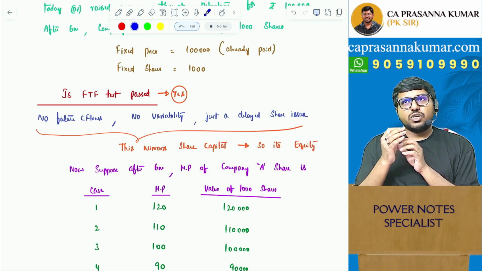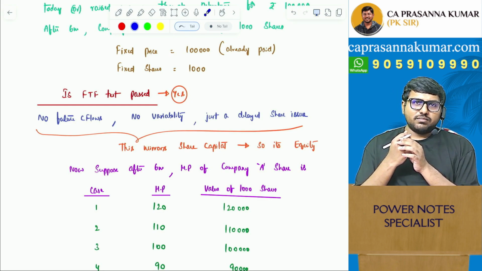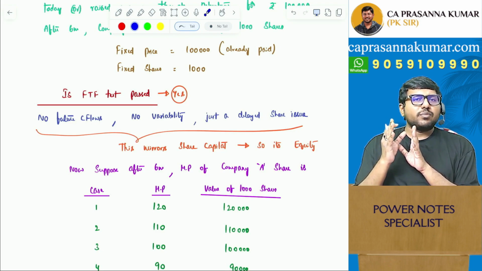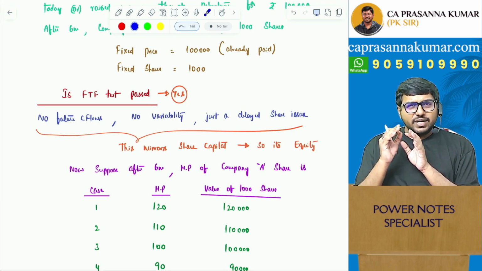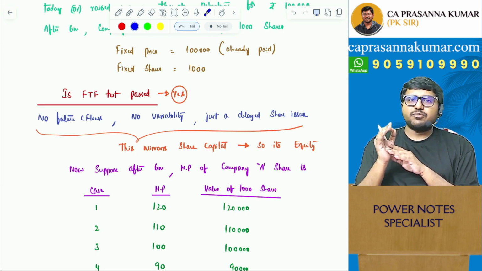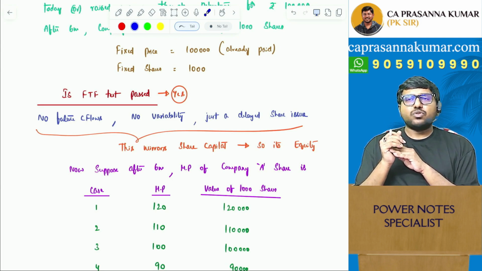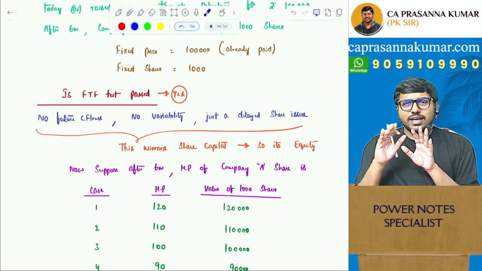Now the point is, this Ind AS, which is a mirror image of IFRS and IAS, is a lot about interpretation. The basic concept that they follow is substance over form. Substance over form means you name it whatever you like.